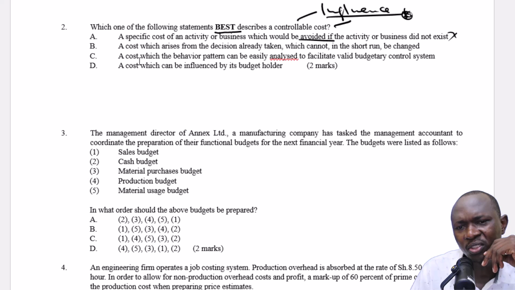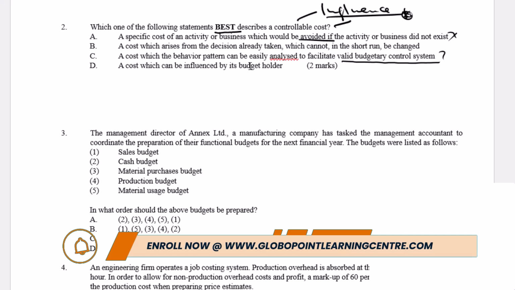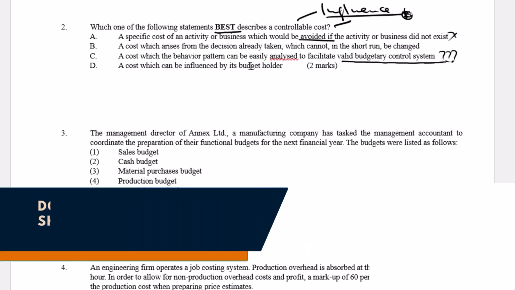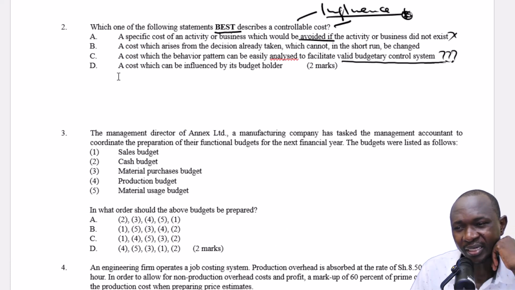So if it cannot be changed in the short run, then it's not controllable. Then a cost whose behavior pattern can be easily analyzed to facilitate a valid budgetary control system. Why a valid budgetary control system? This one restricts the answer, so no. It's neither here nor there. That one leaves a lot of questions and can raise a lot of worms. So let's just continue.